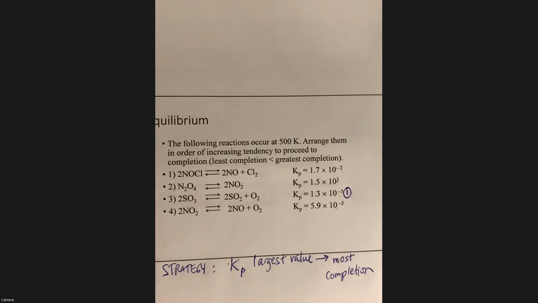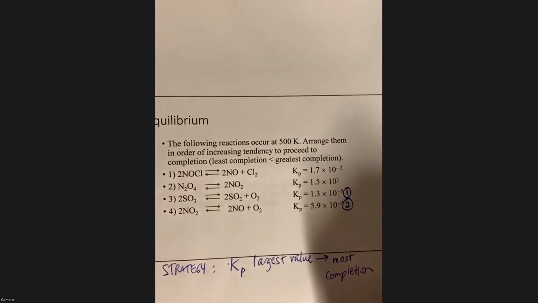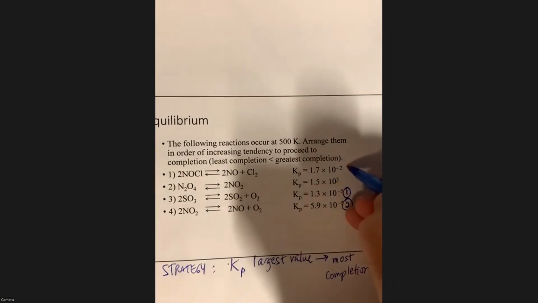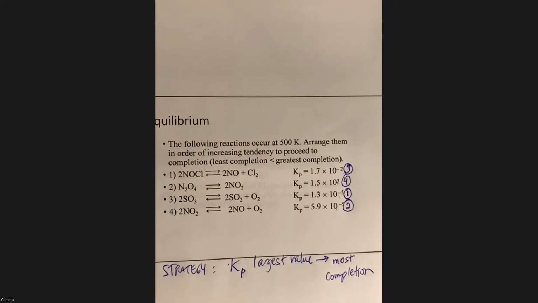Who comes after that? Number 4, right? And then this one here, 10 to the minus 3, and obviously the one that is greater than 1 is going to be the biggest one. That's the one that's going to go to completion. So make sure that we understand how to approach this kind of thing. Remember, a large value of K means that you can go as high as you can.